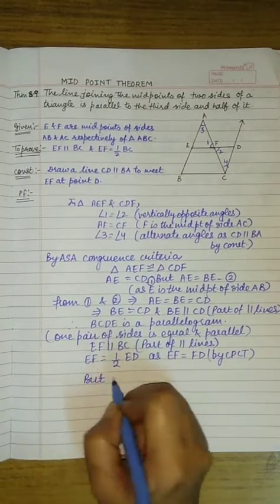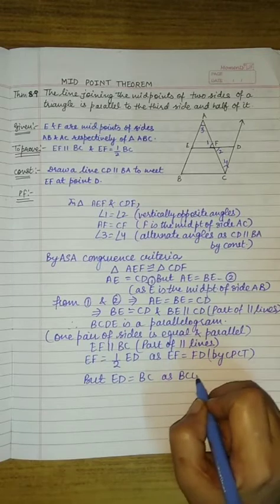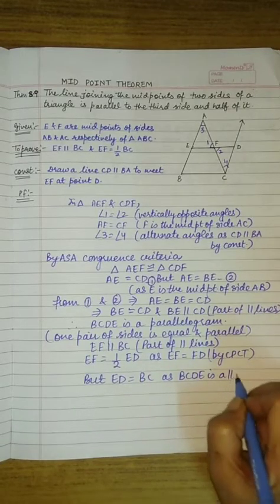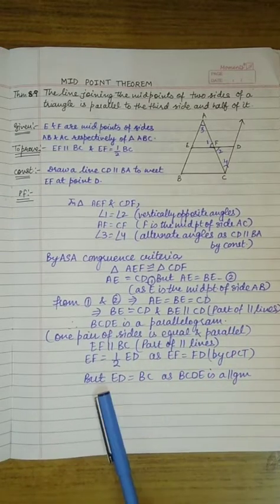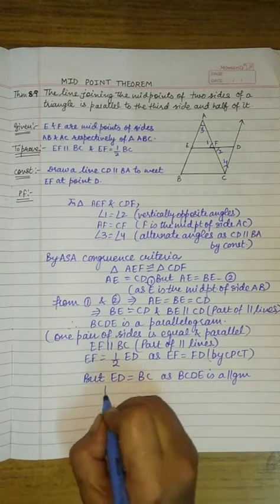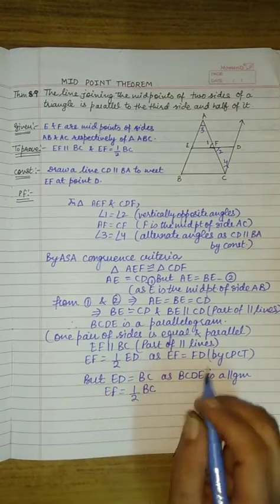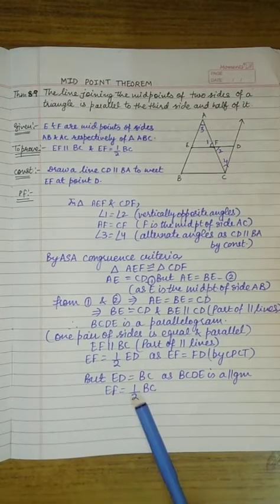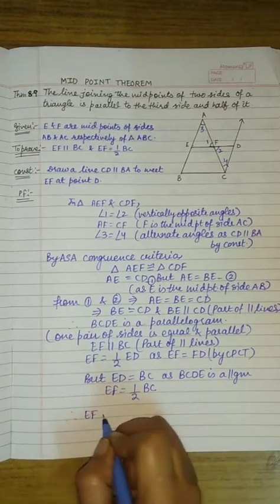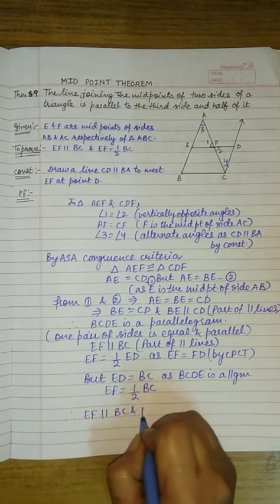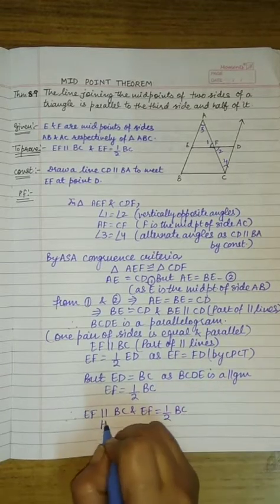But ED is equal to BC, as BCDE is a parallelogram. We have proved above that BCDE is a parallelogram. So ED is equal to BC. So you can say EF is half of BC. Therefore EF is parallel to BC and EF is half of BC. So hence proved.